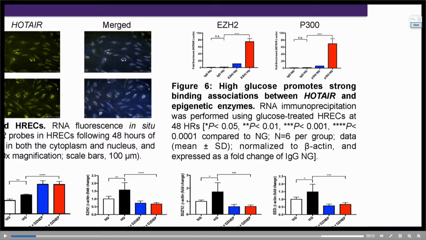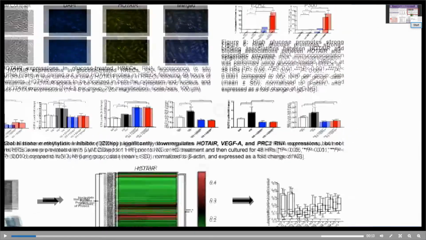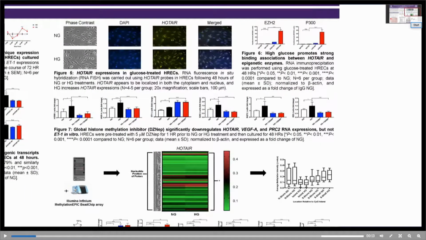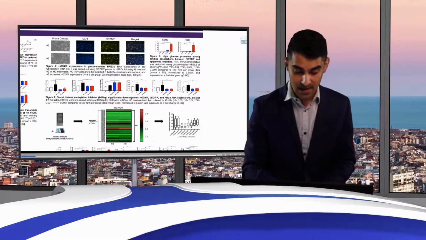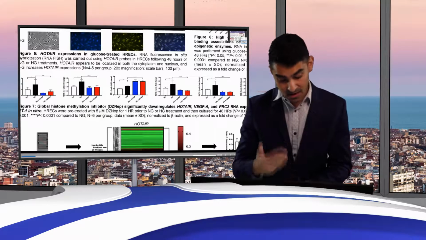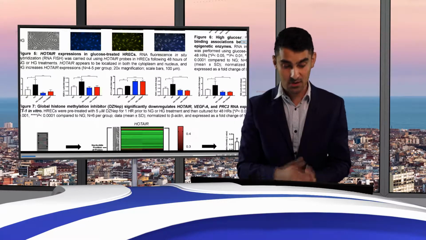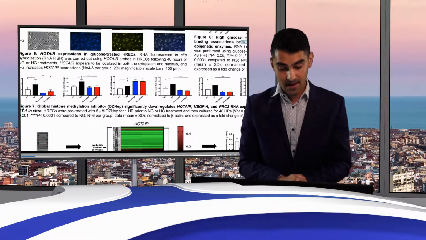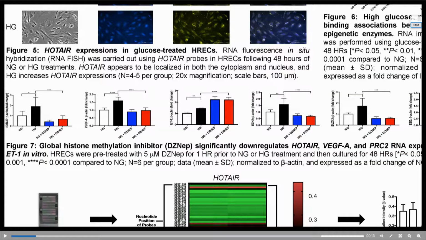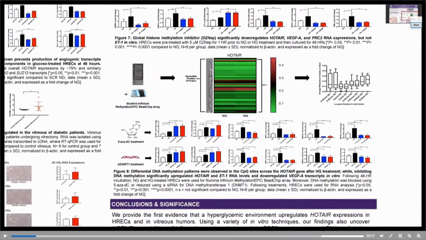EZH2 is part of the PRC2 histone methyltransferase enzyme, and P300 is a histone acetyltransferase, which is responsible for histone acetylation. Next, for figure 7, we administered a compound known as DZNep, which globally inhibits histone methylation. We saw that HOTAIR RNA levels were significantly reduced under high glucose stimulation. As well, VEGF and ET1 were differentially expressed.